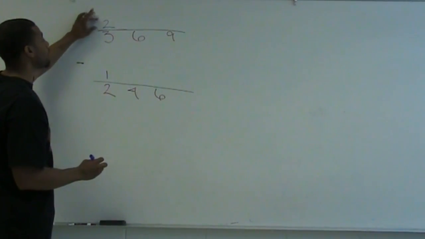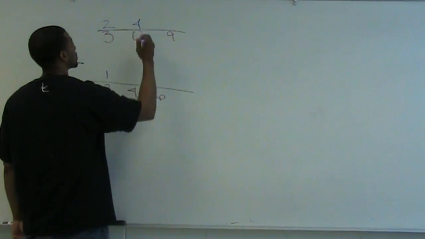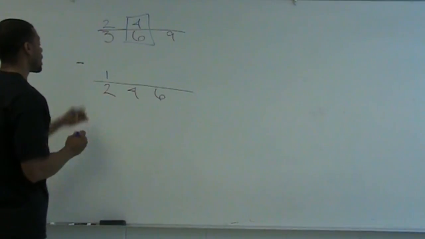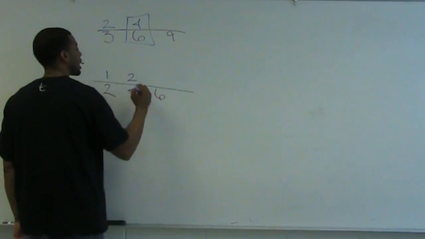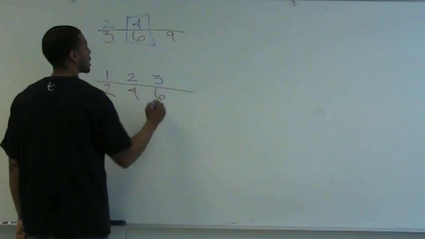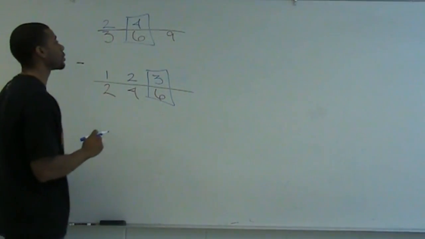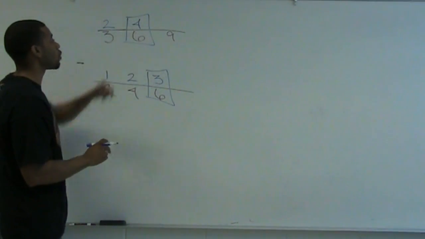Now I just need to do the multiples for the numerator. So I have 2. 2 times 2 is 4. So that's my new fraction. And now I need to do the multiples for 1. 1 times 2 is 2. 1 times 3 is 3. So that's my new fraction for 1/2. So now I just need to subtract 3/6 from 4/6.